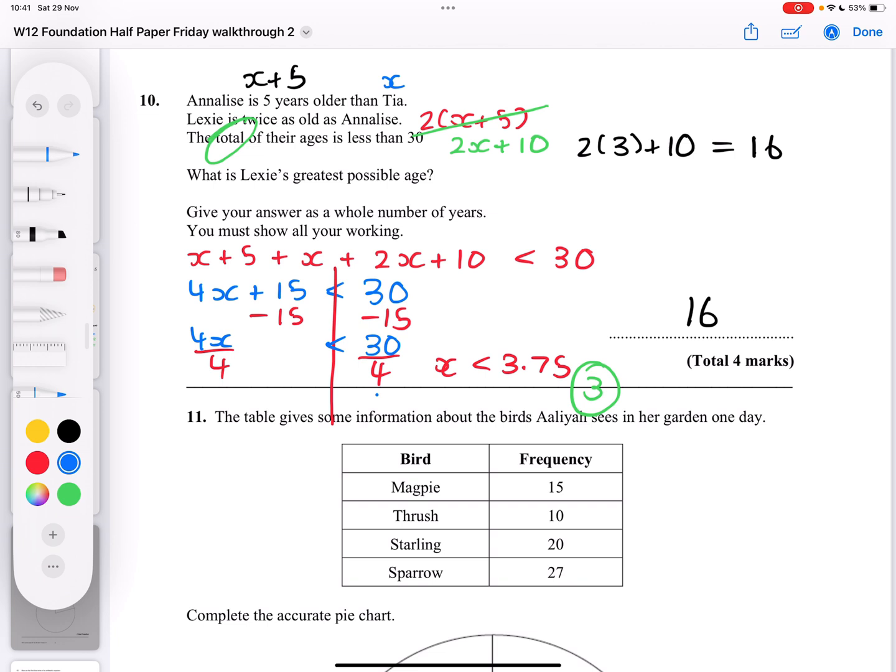It's worth checking for 4 marks that this works. So if we know that the greatest value of x for a whole number is 3, we could substitute the values in to give Tia an age of 3, Annalise an age of 8, and we know that Lexi's age was 16, and if you add up those values, you get 27, which is less than 30, so we know we've done it right.